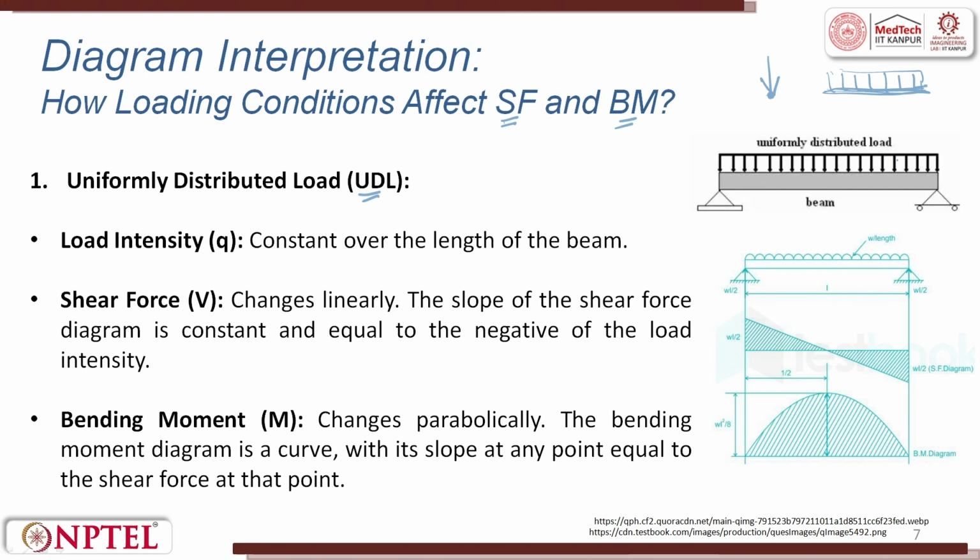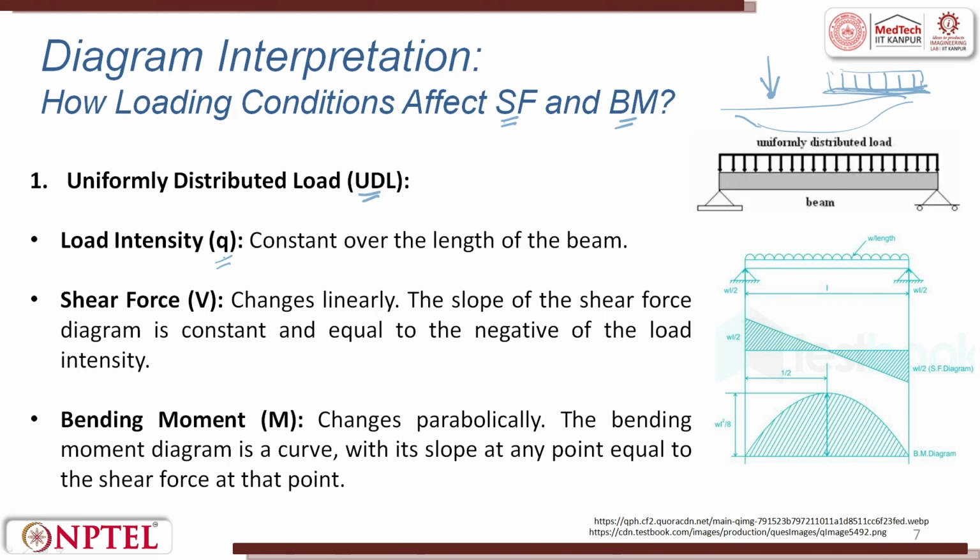And if you are going into slightly advanced studies, we can try to convert this UDL into a Gaussian distribution and see what the effect is. In a generalized form, we call it a uniform distributed load. The load intensity Q is constant over the length of the beam. So the load being applied is Q over an area, which is why it is said to be constant intensity.